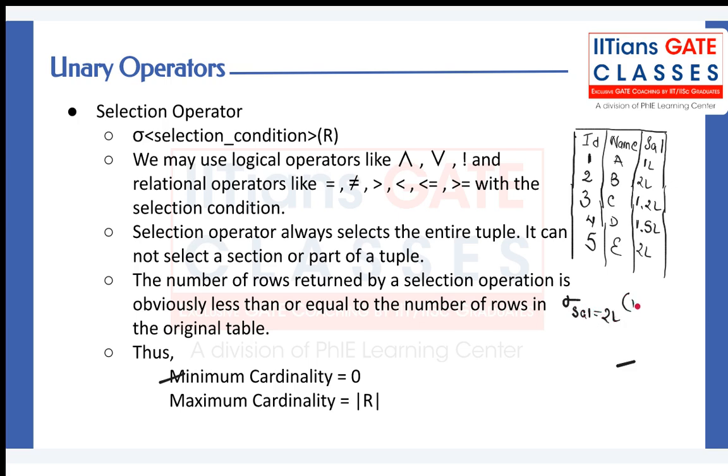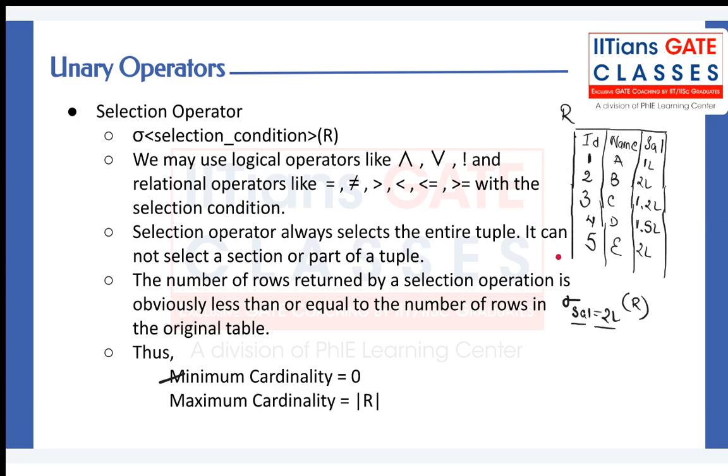So this is very simple. Let's say this is the relation R. Sorry, I did not give the name, but assume that the relation name is R. The selection operator is the sigma. You specify a selection condition. The selection condition is salary should be 2 lakhs on the relation R. If you write this operator, you will get this tuple and this tuple: the tuple with ID 2 and the tuple with ID 5. What is a tuple? A tuple is nothing but a row.